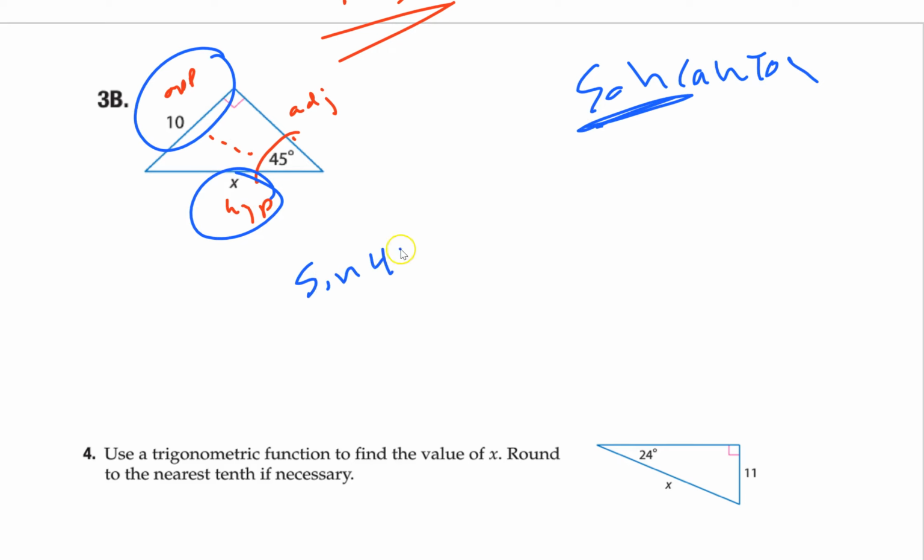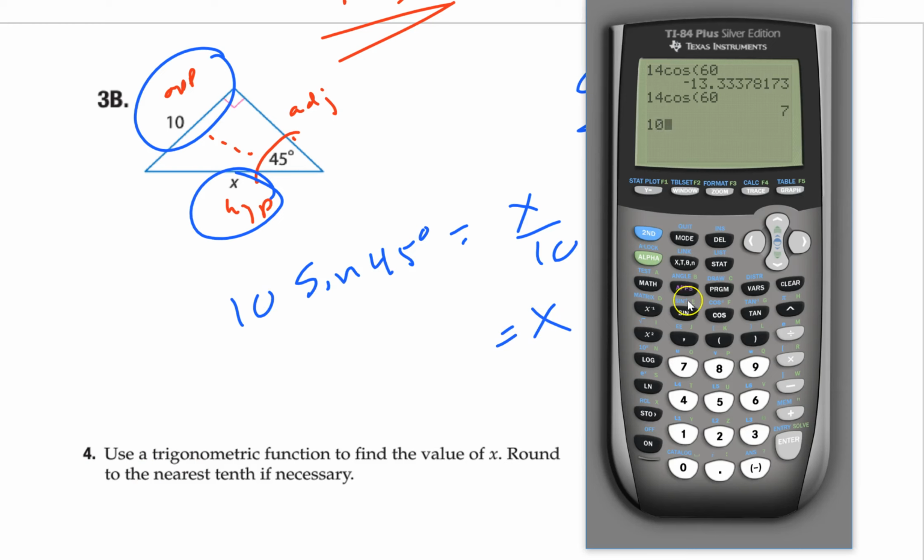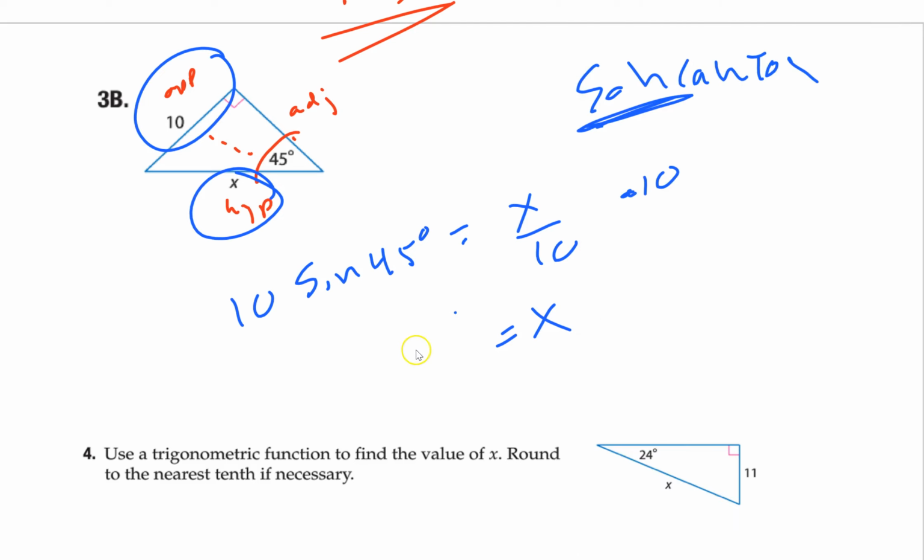So you go sine of 45 equals x over 10. To solve this, you're going to multiply both sides by 10 and get x equals 10 sine of 45. It's going to be some decimal. So 10 sine of 45 is 7.07, if we round it to 2 decimal places. Since I'm rounding, I should put a little curly red equals sign. It's an approximation. So that's the idea.